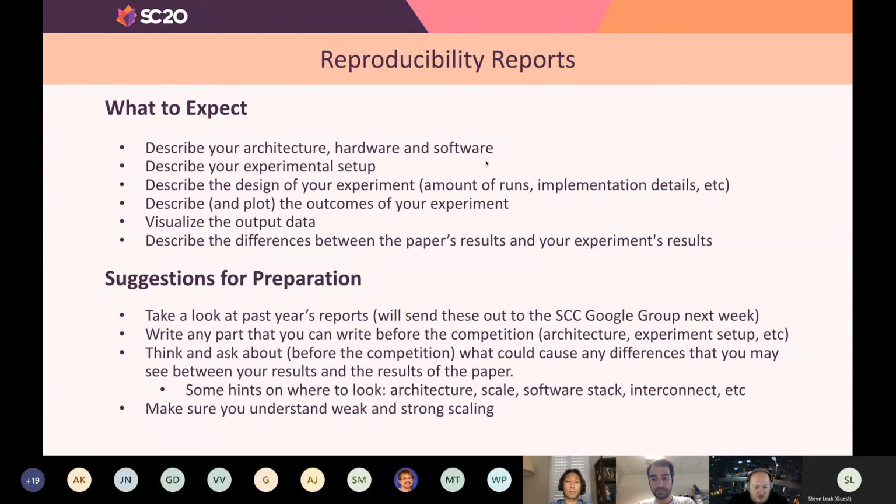Certainly as an undergraduate, I had no idea what would cause differences in reproducing an application like that. But I think the point is to try and discover what that is.